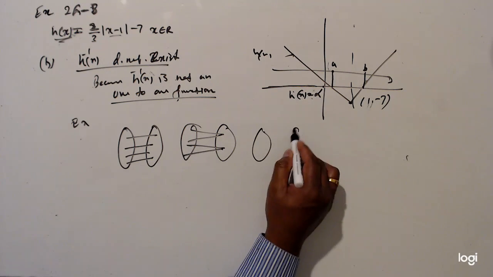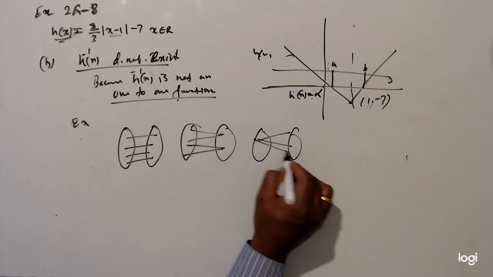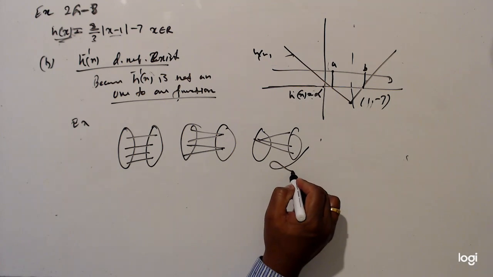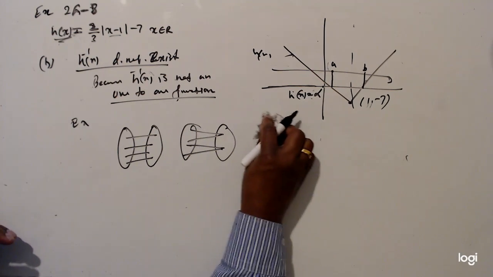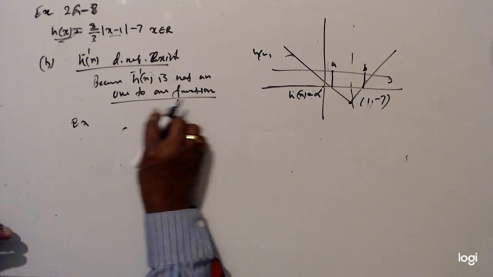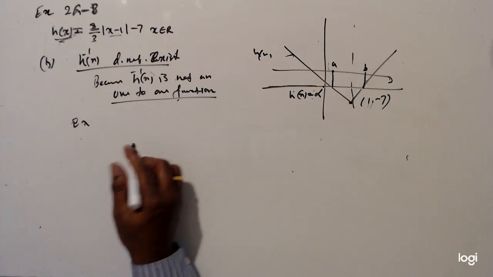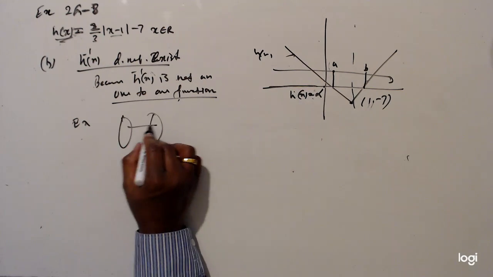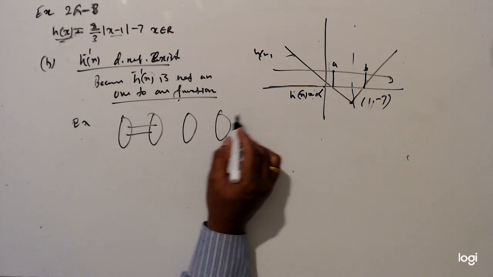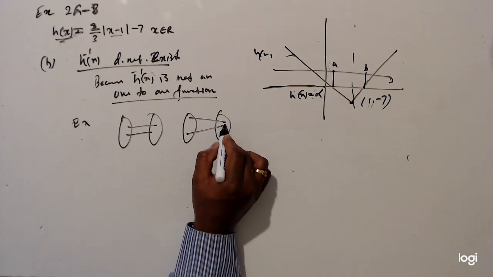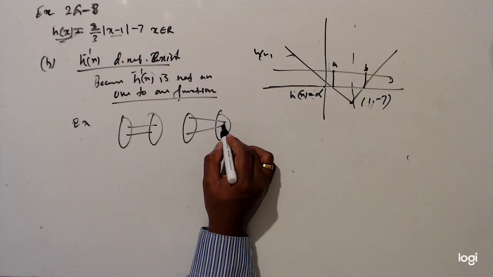But we know that one to many is not a function. Just to revise that, to have an inverse, it should be one to one. Now we are going to show that this function is many to one.